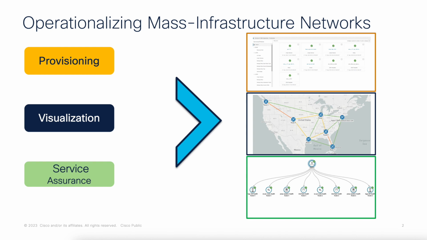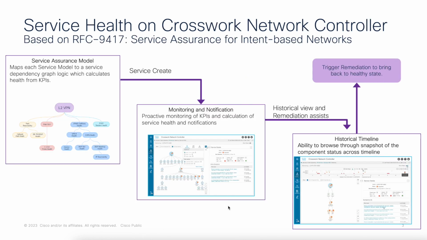Finally, let's look at service assurance. When we talk about service assurance on Crosswalk Network Controller, let's first understand that it's based on an approach called service assurance for intent-based networks, and this is standardized in the IETF as RFC 9417.